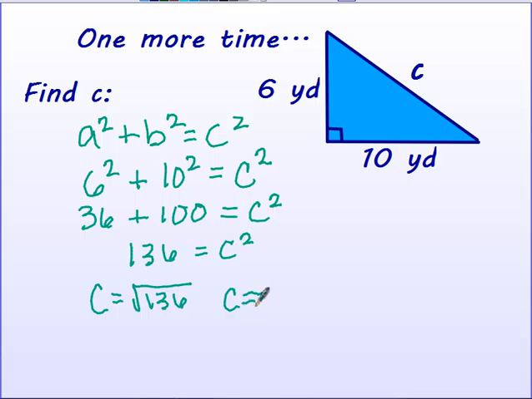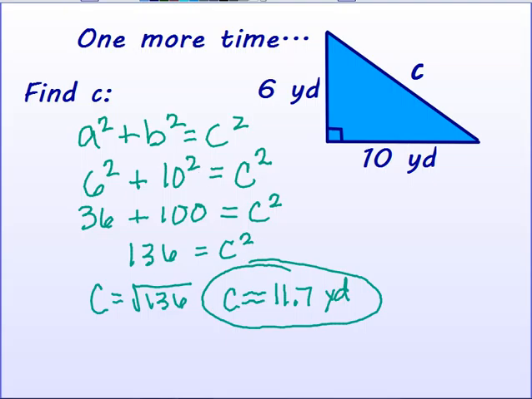And we're going to use our estimation to solve for the square root of 136, or to estimate. When you estimate, I hope that you get really close to 11.7, which means that our missing hypotenuse measure has to be 11.7 yards long, or at least really close to that.